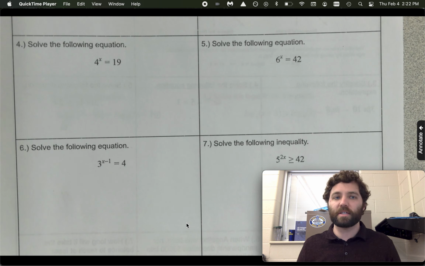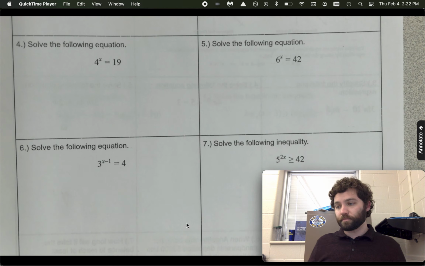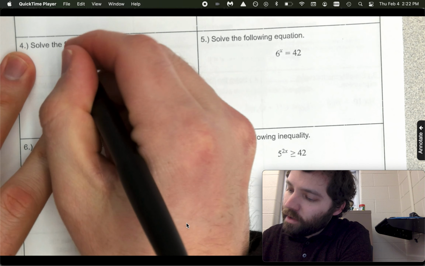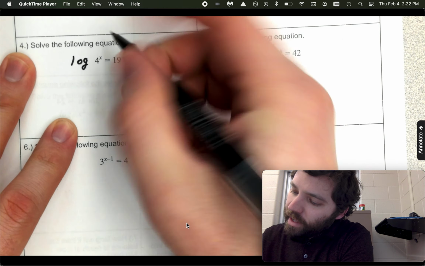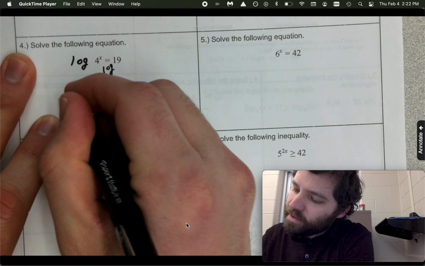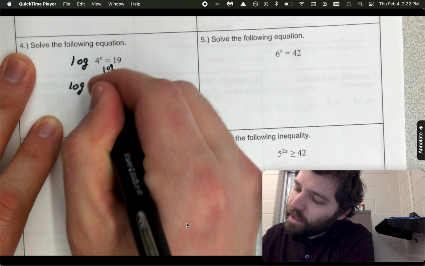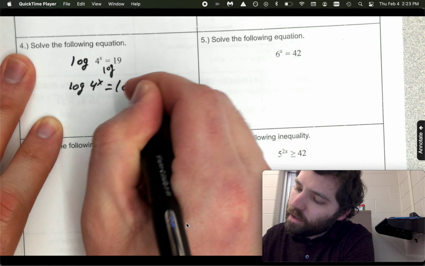Not an option for 19. So here's how we're going to do this. We are going to take the log of both sides, log of the left, log of the right. So we get this: log of 4 to the x equals log of 19.